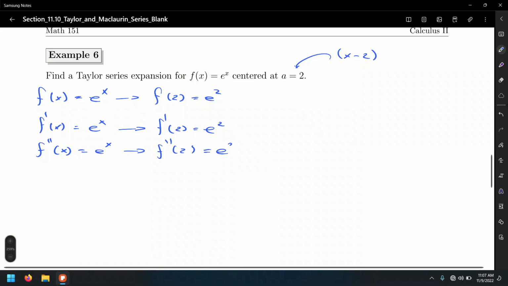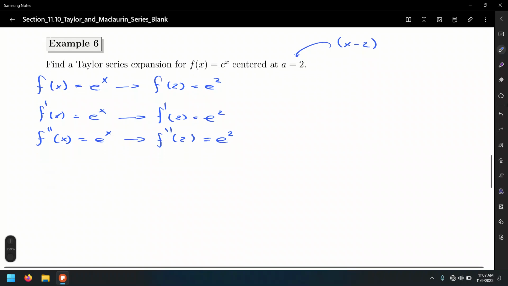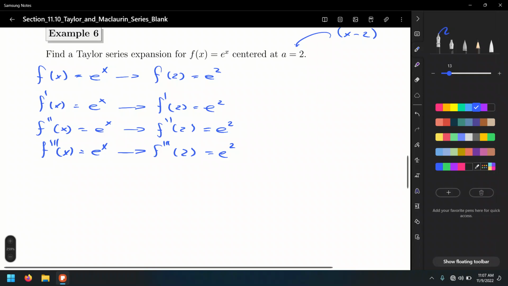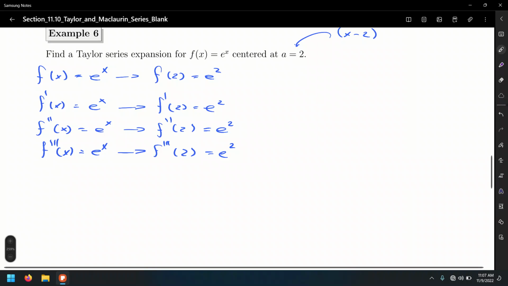And the result of evaluating the function and its derivatives is not going to change at all. What changes is the version or the form of the power series representation that we will come up with. And, well, e squared, that's fine, that's enough. So let's recall our formula for the power series representation.